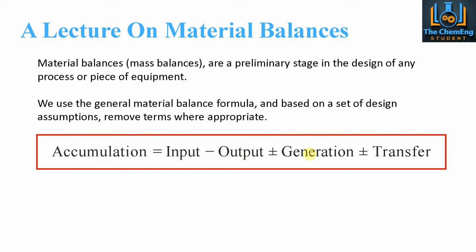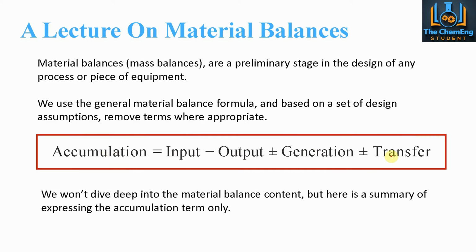Generation can be the generation of heat. So we produce heat or we absorb heat. And the transfer, we can sometimes call that work and energy balances, or we can have the transfer of mass. But we can also sometimes state this in terms of energy as well. It just depends on the type of system that we're using.